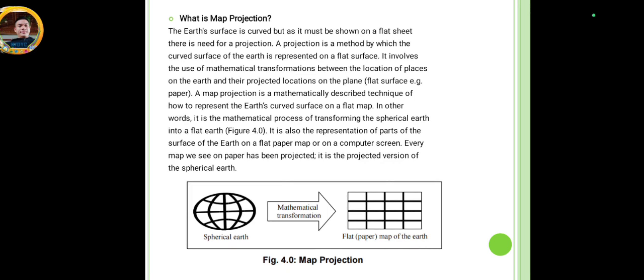It is also a representation of parts of the surface of the Earth on a flat paper map or on a computer screen. Every map we see on paper has been projected. So, it is a projected version of a spherical Earth.